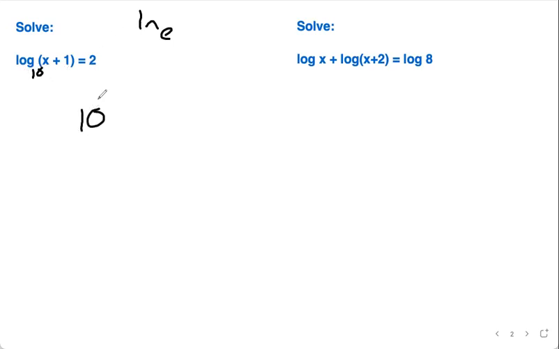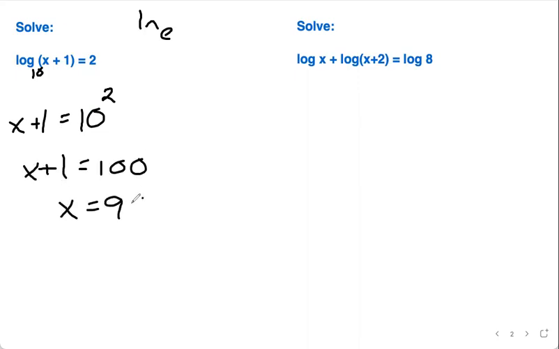But in this case, the base is implied to be 10. So my base is 10, my exponent is 2, because a log solves for the exponent, and that would be x plus 1, what's inside, known as the argument, if you want to know what it is. 10 squared is 100. Subtract 1 and you get 99.